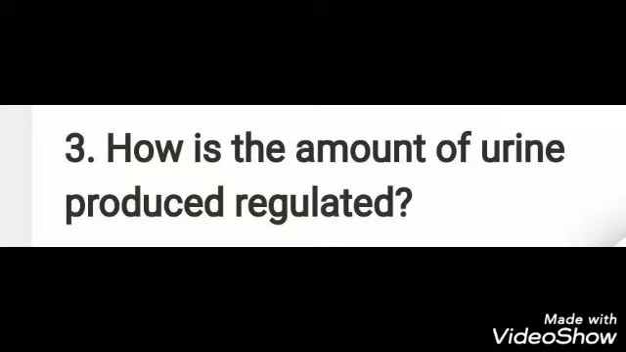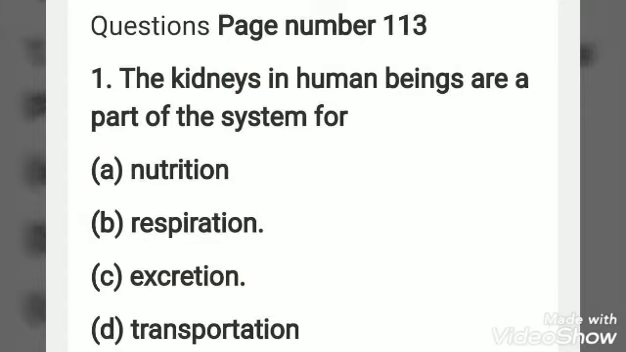Now let us start with the exercise questions which are on page number 113. Now question 1, 2, 3 and 4 are multiple choice type questions. The first question is, the kidneys in human beings are a part of the system for A. Nutrition, B. Respiration, C. Excretion or D. Transportation. The answer is very clear.